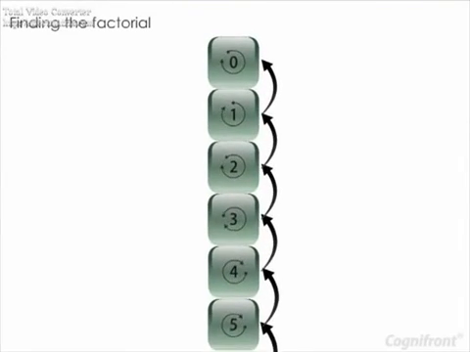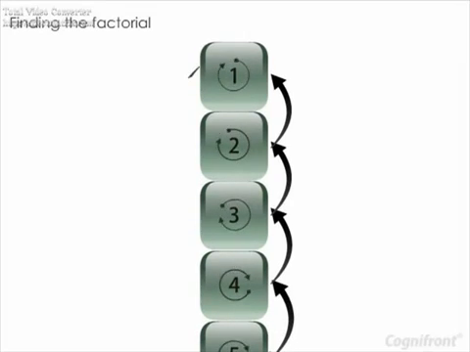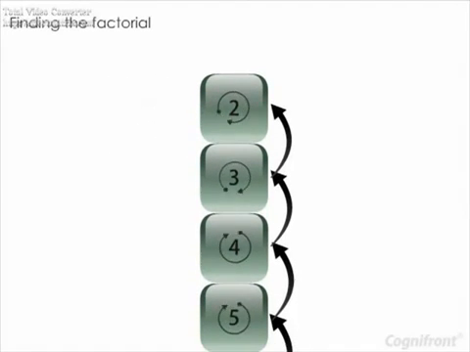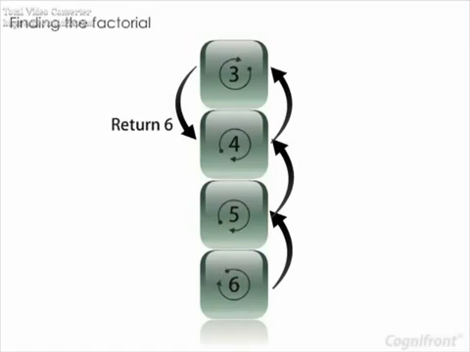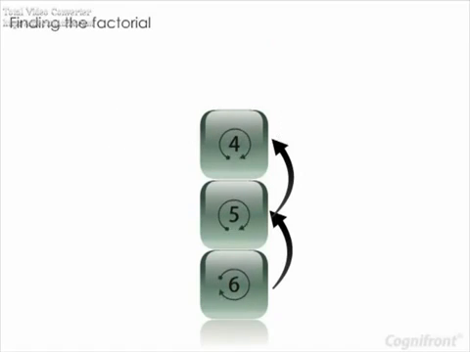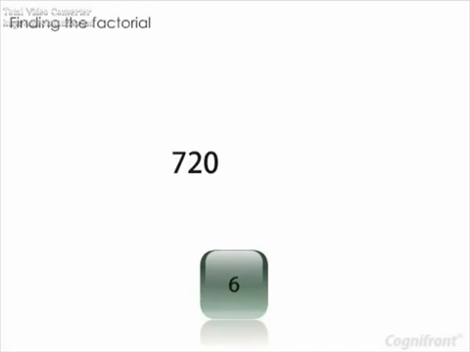After that, function factorial of 0 returns value of 1 to factorial of 1. Factorial of 1 returns value of 1 to factorial of 2, which in turn returns value of 2 to factorial of 3. Then factorial of 3 returns 6 to factorial of 4. After that, 24 is returned to factorial of 5. That in turn returns 120 to factorial of 6. Finally, 720, that is factorial of 6, is returned to the main program.